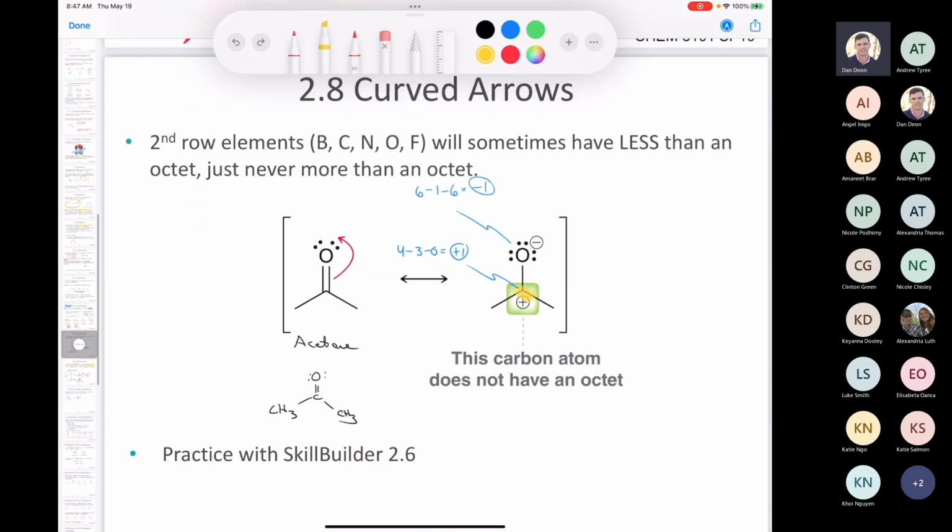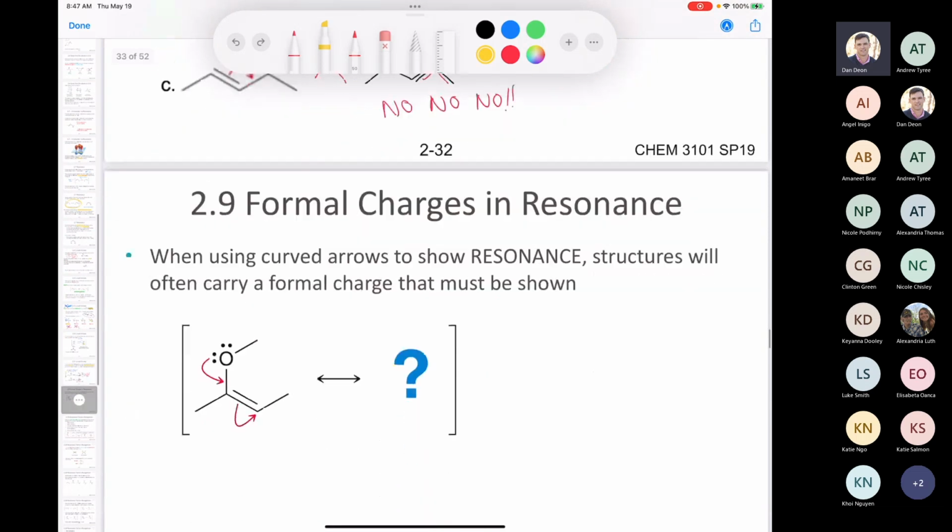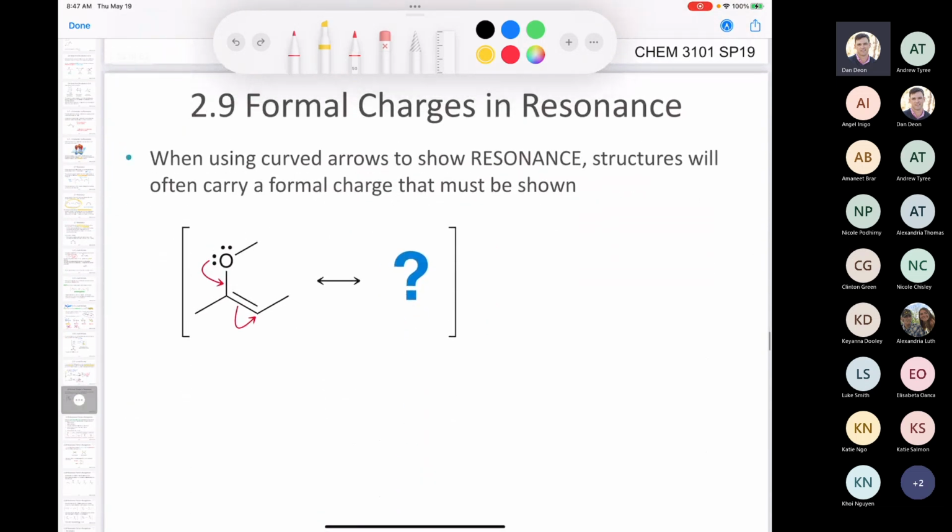So let's go back and take a look at this slide here. It says, when using curved arrows to show resonance, the structures often carry a formal charge, and you've got to draw in that formal charge. So let's draw what the answer would be. I hate these question marks that they put in the book, but the question mark is actually going to equal this. So let's just draw the skeleton first, the parts of the molecule that aren't changed.